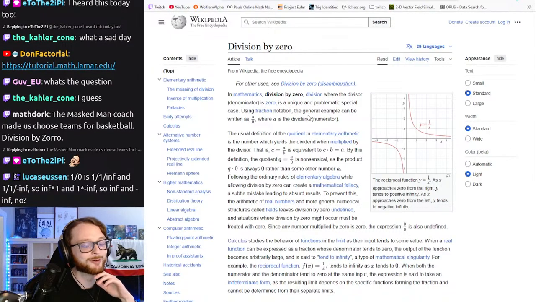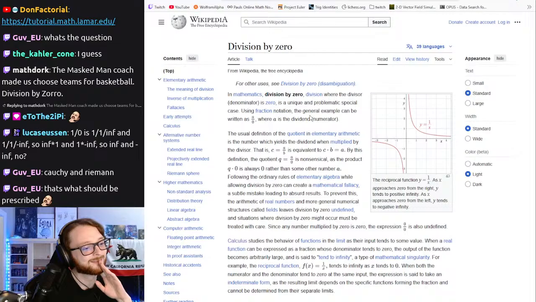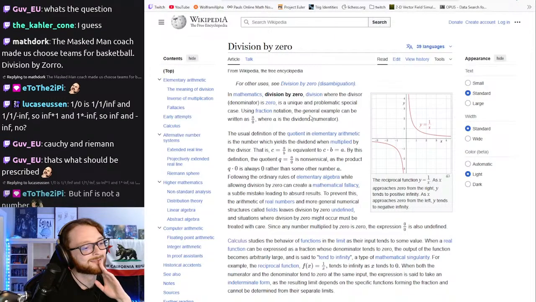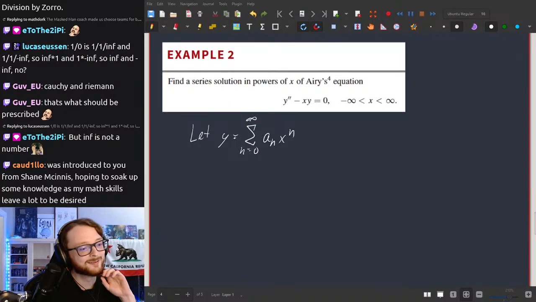Division by Zoro. That's a good one. 1 over 0 is 1 over 1 over infinity, and 1 over 1 over minus infinity. I need to write that out.